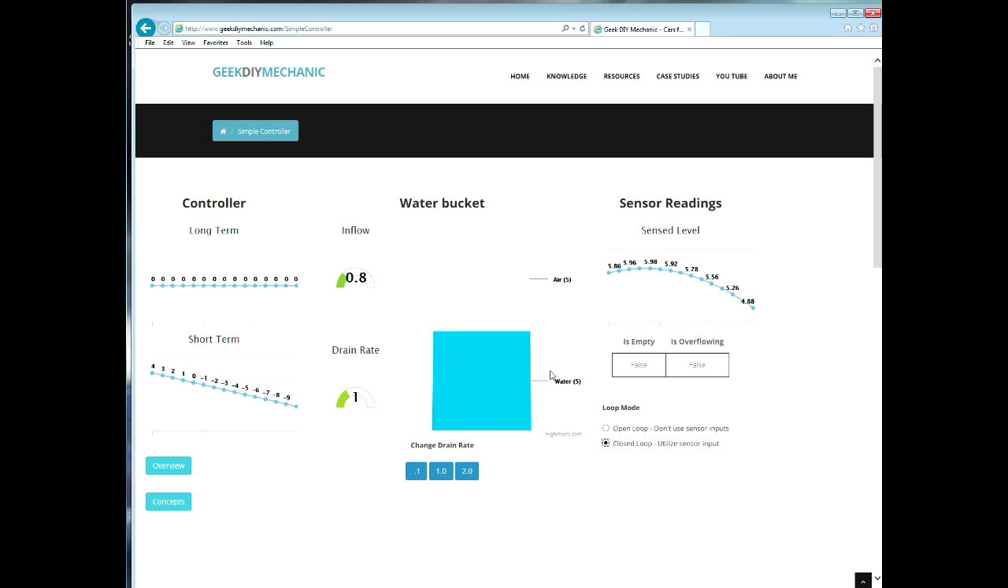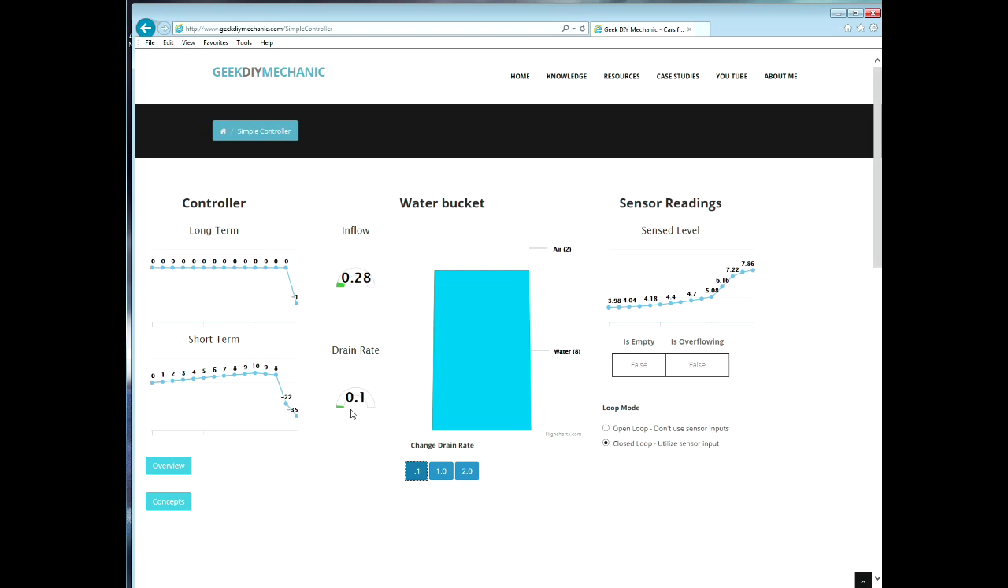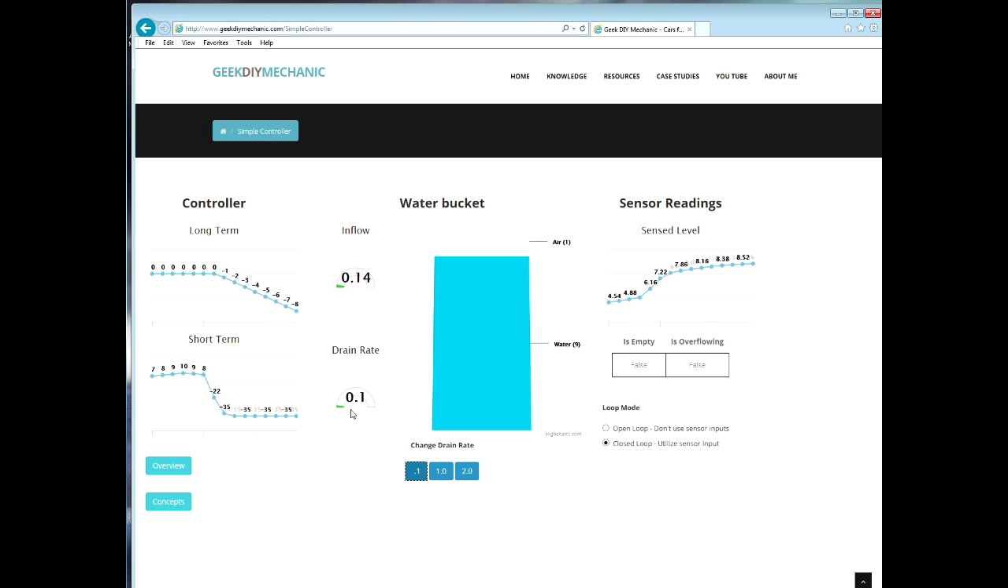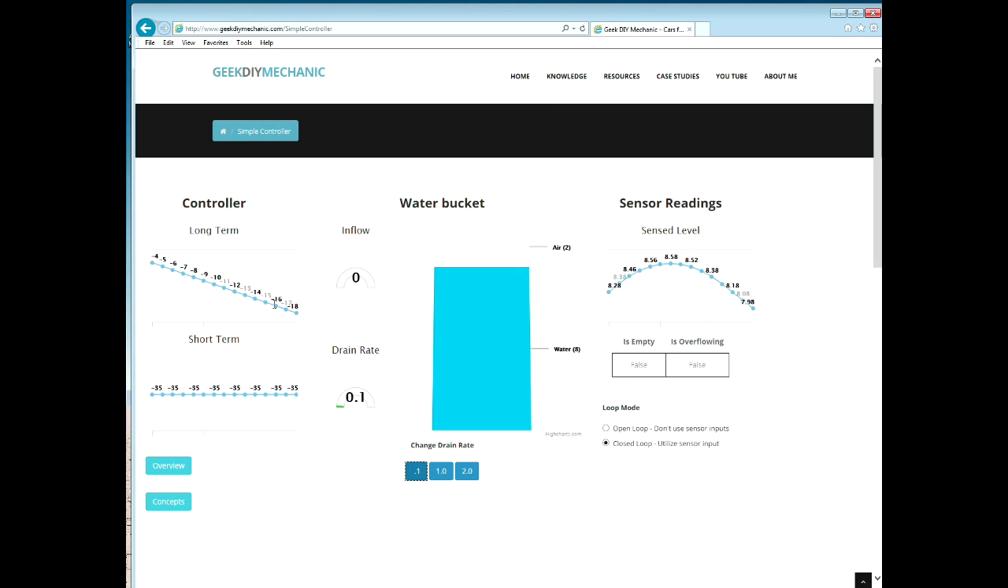Okay, so let's see what happens when I change to 0.1, meaning now I'm actually plugging the hole at the bottom, so I'm going to drain less. Let's see what happens. So the drain now is at 0.1. Notice immediately the bucket is going to fill up quicker, right? And let's see what the controller does. How does it change? Notice the long term now is getting involved because that's a macro change. I'm changing a lot.